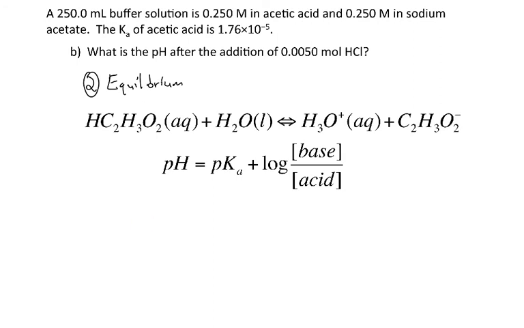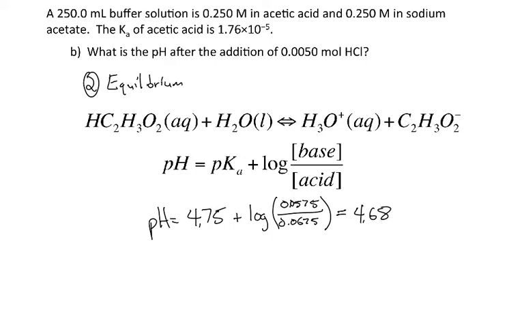So my new pH is going to be the pKa that we found before, 4.75, plus the log of, in this case, we're going to use the moles because the volumes are the same. So the base we determined was 0.0575 moles divided by the acid, 0.0675. And when I do that calculation out, I get a pH of 4.68.